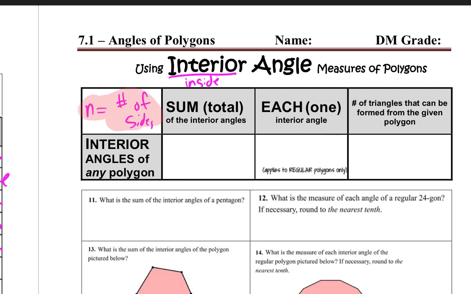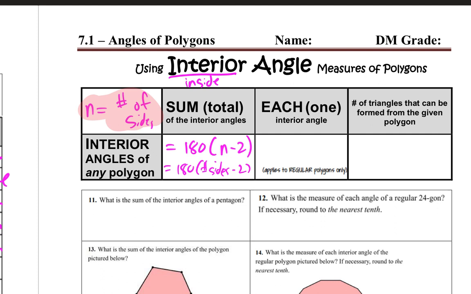All right, so here's how we calculate the interior angles of any polygon. The sum, that means the total, of all the interior angles of a polygon is always going to be equal to 180 times n minus 2. And we said n is the number of sides. So that's 180 times the number of sides minus 2.